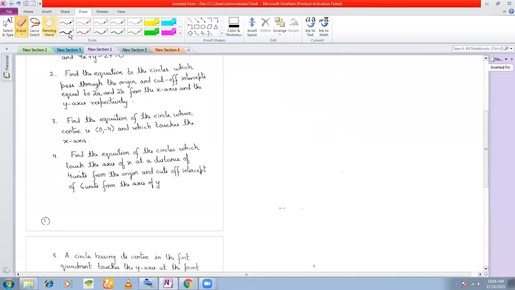Second question. Find the equation of the circles which pass through the origin. Circles, plural, that means more than one circle. They all pass through the origin and cut off intercepts equal to 2a and 2b from the x-axis and the y-axis respectively. So they are cutting off intercepts equal to 2a and 2b on the x and the y-axis.